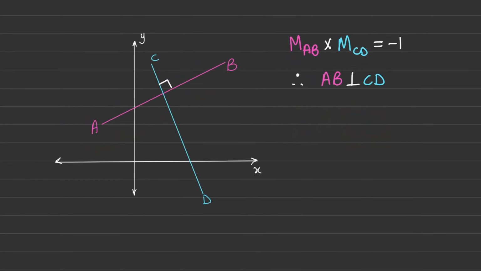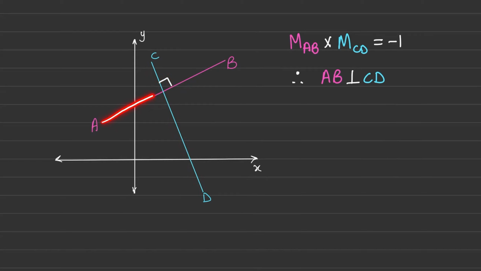Another property of gradient is when the line AB is intersected by a line CD at 90 degrees, or when we say that the line AB is perpendicular to the line CD, then the product of the two gradients would be equal to -1. So the gradient of line AB multiplied with the gradient of line CD would be equal to -1 when the lines intersect at 90 degrees. And we can conclude that line AB is perpendicular to line CD.